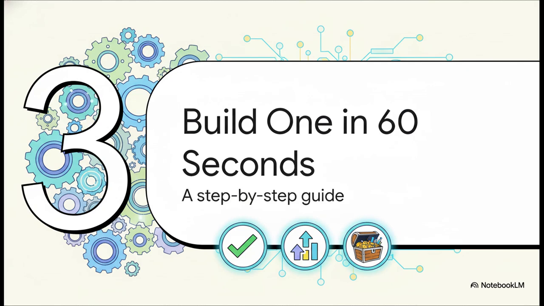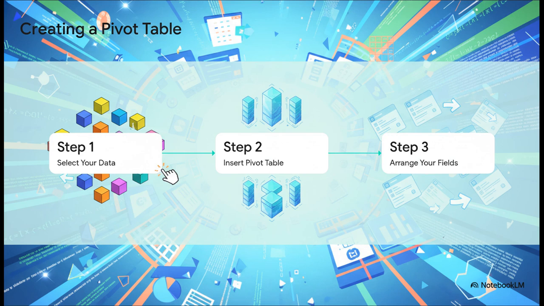Okay, enough theory. Let's actually build one. And I'm not kidding, you'll see just how fast and easy this really is. It all comes down to 3 super simple steps. That's it. You just select your data, you tell Excel to insert a pivot table, and then you arrange the fields. Let's do it right now.